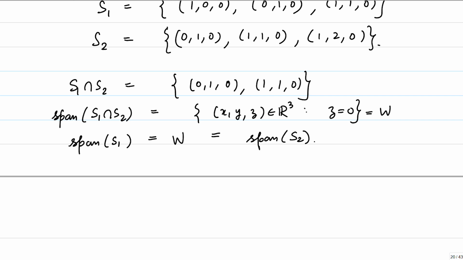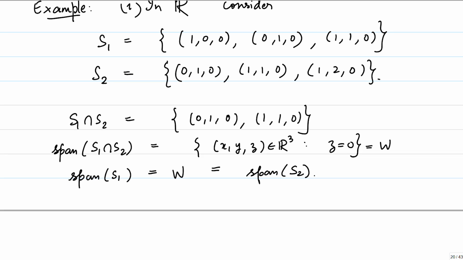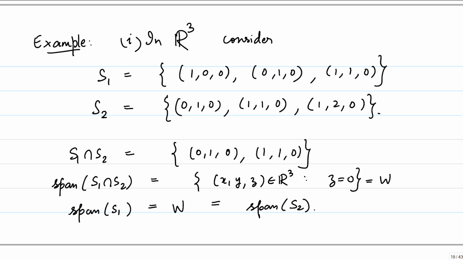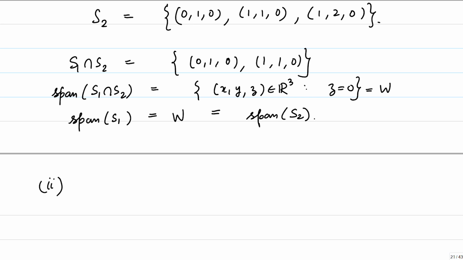So yes, this is a case where all three are equal, and therefore, span of S1 intersected with S2 is equal to span of S1 intersected with span of S2. How about the second case? Actually, we could have also arranged for a case where all three are not equal and still we have this, but I will leave that as a thing to think about for you. This is just after all picking the right vectors. You should pick various choices and see how it works out.